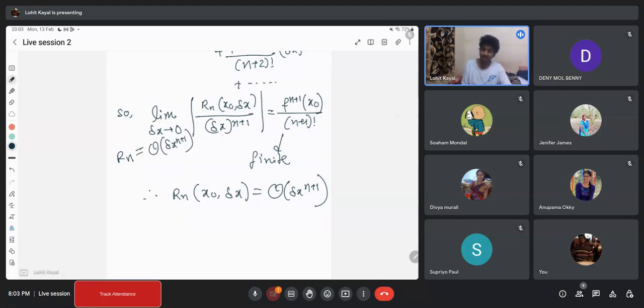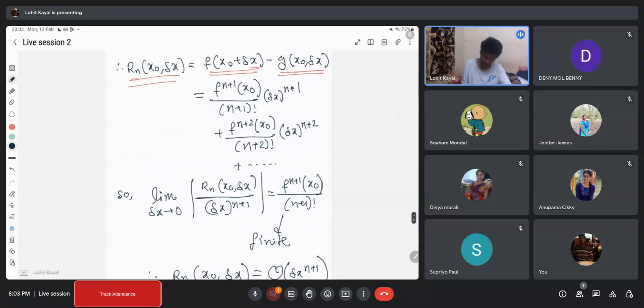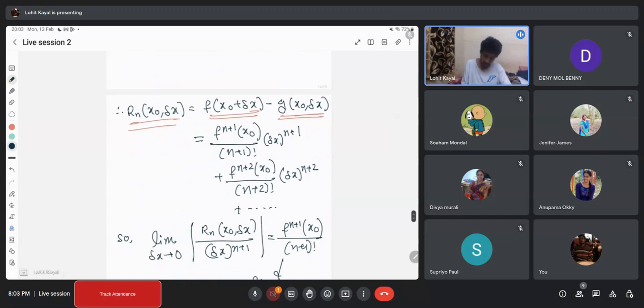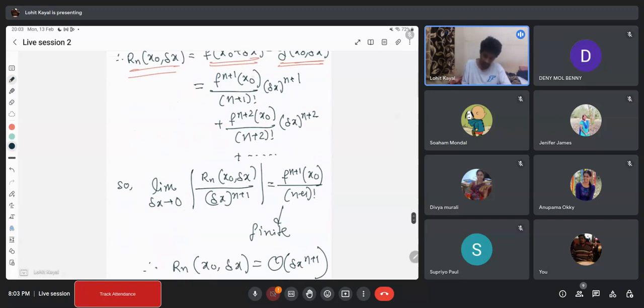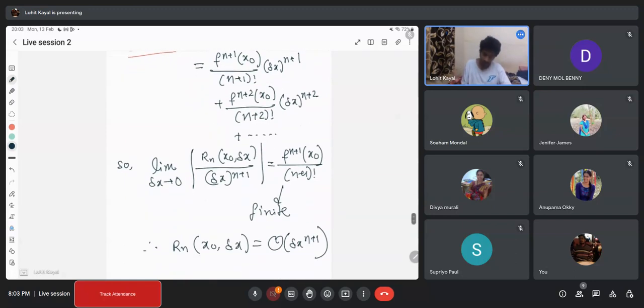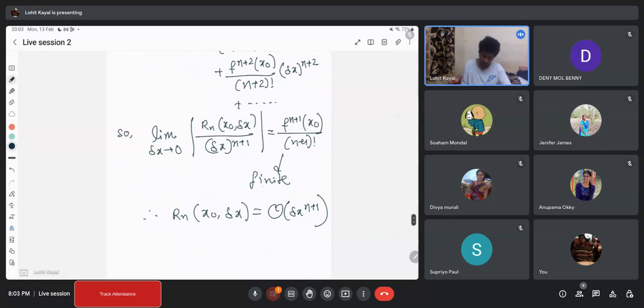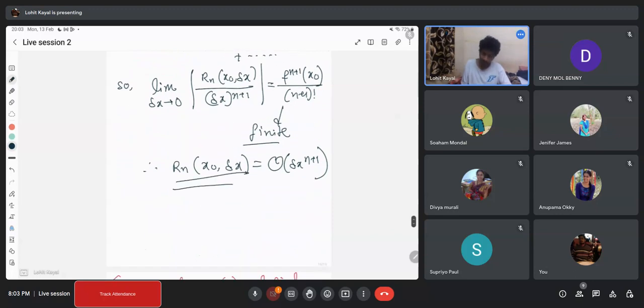So this is like g of epsilon. Okay, so I am dividing it by delta x to the power n plus 1, and when I divide it, I get the result. Just this thing will be left, f superscript (n+1) of x naught by (n plus 1) factorial, because all other terms will be 0, and this is a finite number. So we can say that for the Taylor series expansion, the residual term is of order delta x to the power n plus 1. Alright.